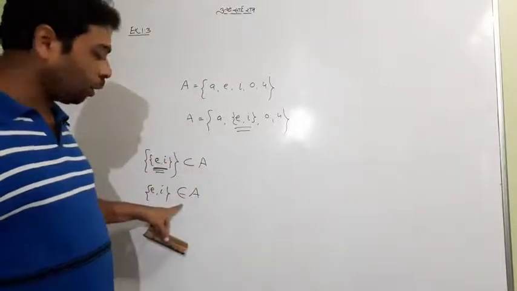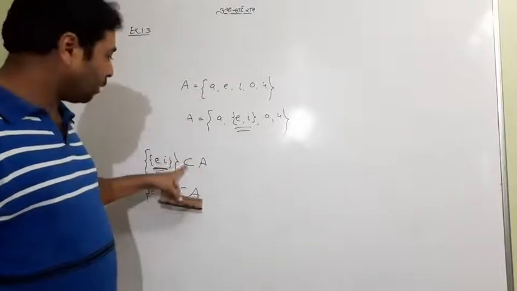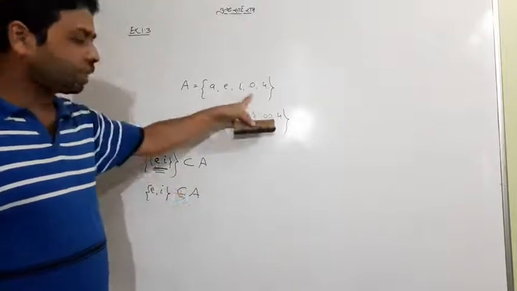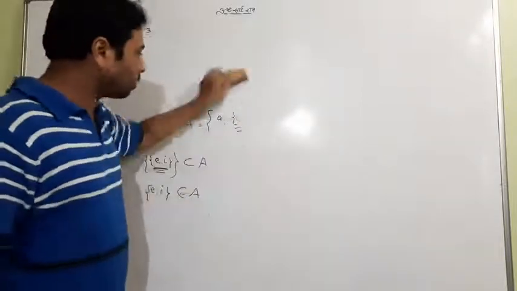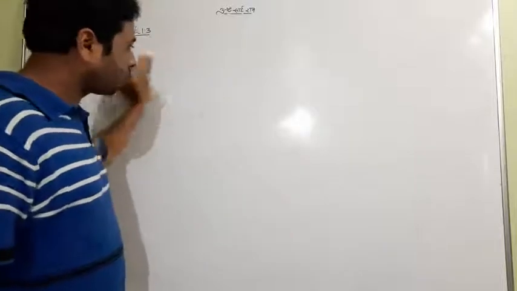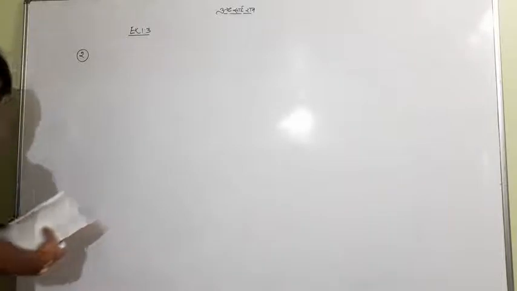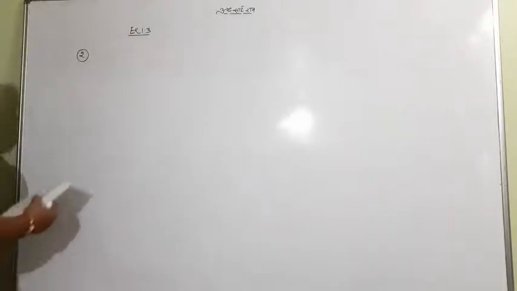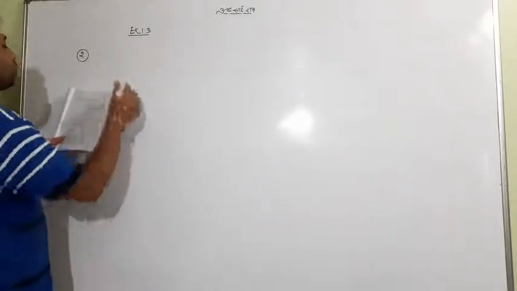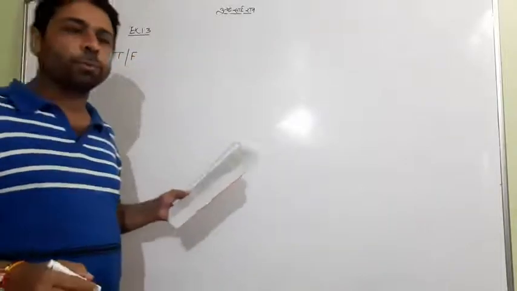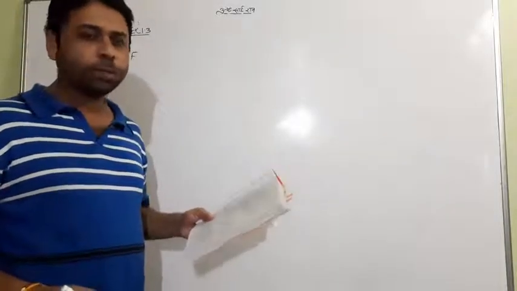Whenever we write belongs to, it must be an element. When we write subset, it must be in the form of a set, which actually contains all the elements in that set. So this was the concept, and now we discuss some questions here. Question number 2. Examine whether true or false. Don't think of these questions as simple; they are conceptually important.